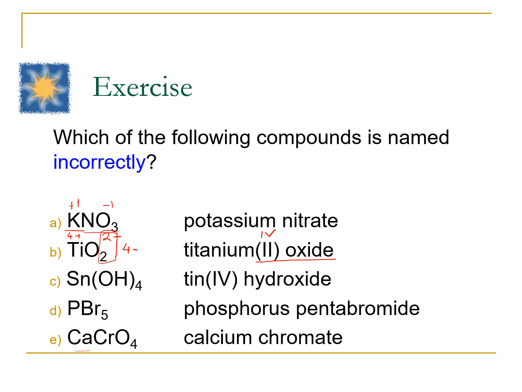But other than that, tin 4 hydroxide, this is actually correct because hydroxide has a -1. Therefore, the tin would have to be +4, so that you do 4 times 1. So overall, the hydroxides bring a -4 charge, and with the +4 of the tin it becomes 0. Phosphorus pentabromide, that sounds good. The first element as it is, penta, prefix for 5 here, that sounds actually correct.